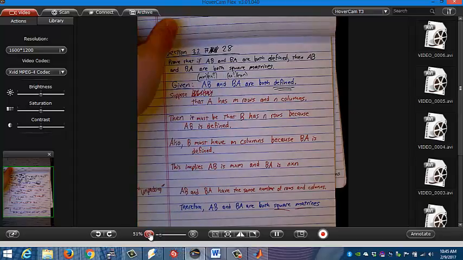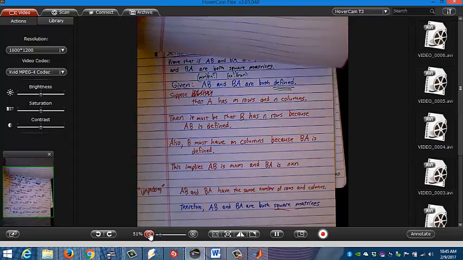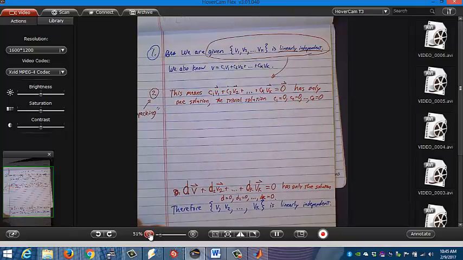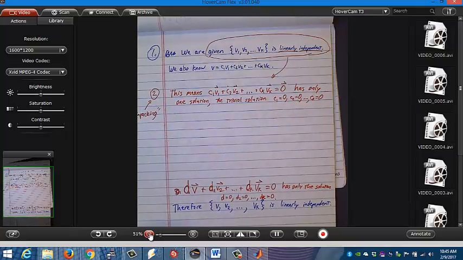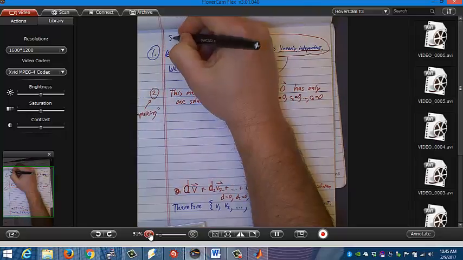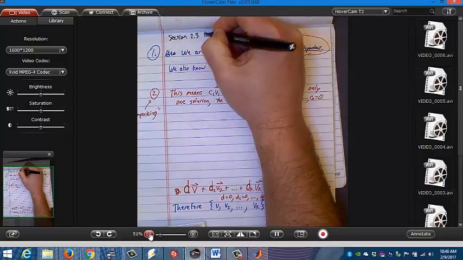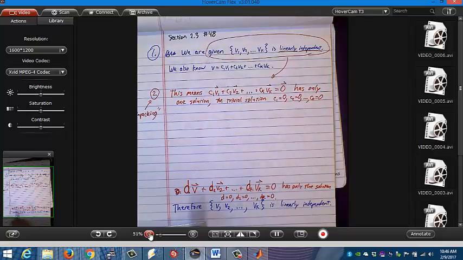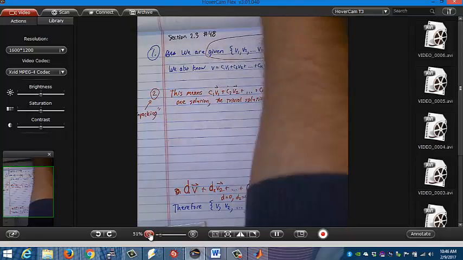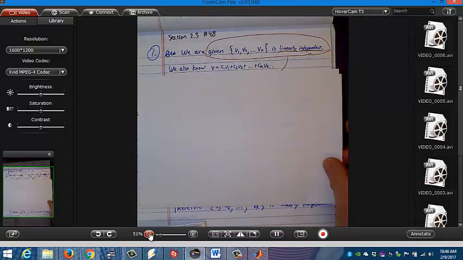I'll go back to a problem that I sometimes assign for homework, and this year I didn't. I said, I'm just going to do it in class. So again, this is chapter 2, section 2.3, number 48. And we started to do this last time, so let me cover up this.